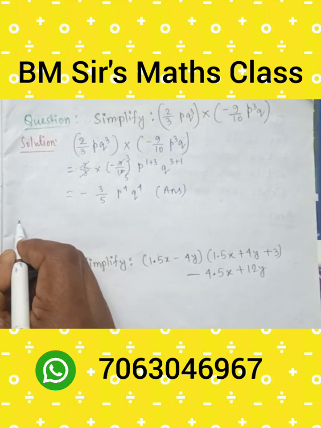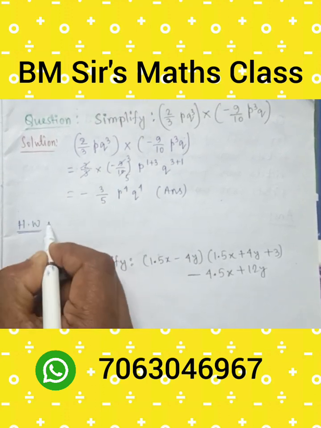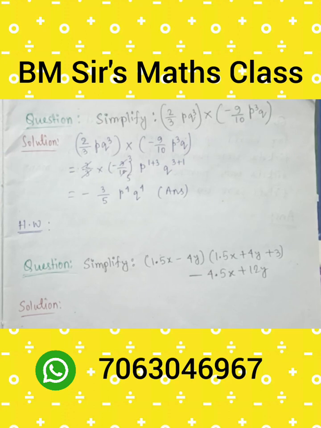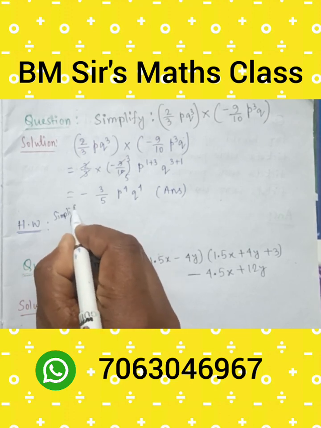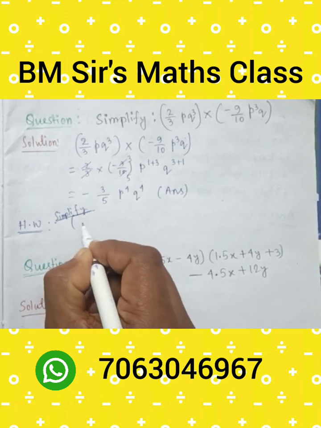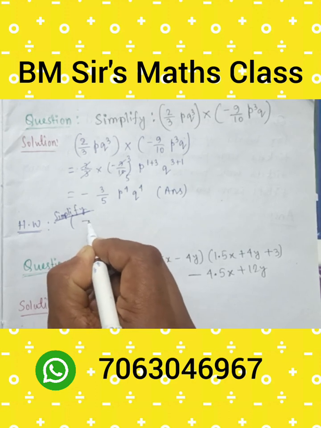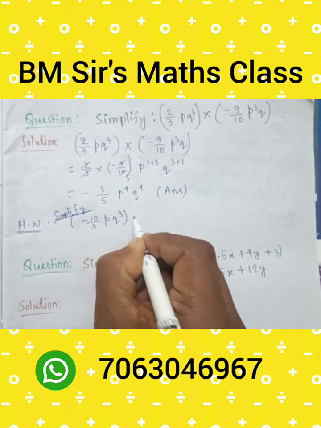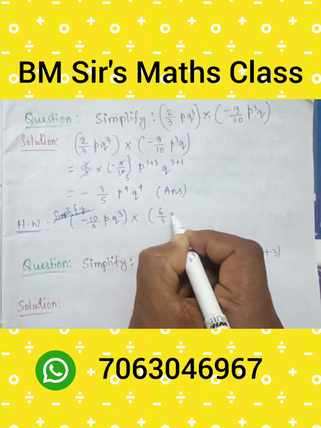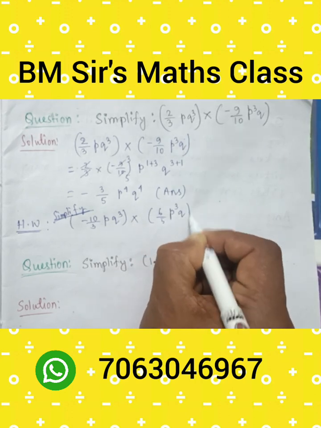I am giving one homework to you. You will try yourself, and if you don't get the simplification, then please comment and I'll give another video with the solution of this homework question. Homework is: simplify −10/3 p q³ into 6/5 p³ q.